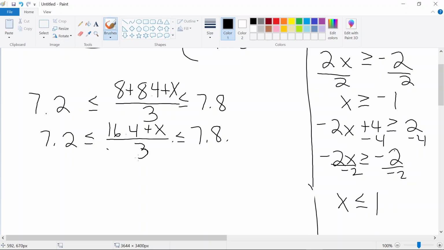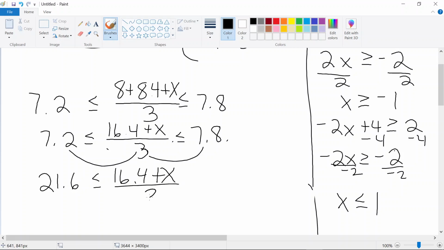Now I'm going to show you that you can do it all at the same time. First, I want to multiply by 3, and I'm going to multiply 3 both to the left and right. 3 times 7.2 is 21.6, less than or equal to 16.4 plus x over 3, less than or equal to 3 times 8 is 24, 3 times 7 is 21, plus 2 is 23.4. Now I'm going to, wait a minute, I still put the 3 under there. I've already multiplied it by 3. This is gone.